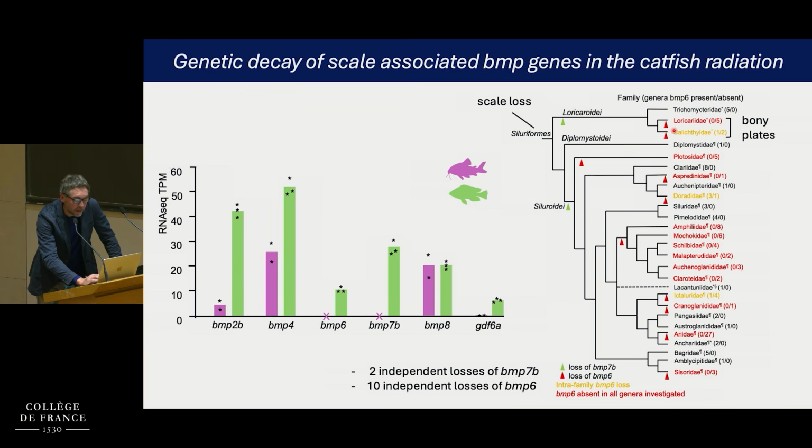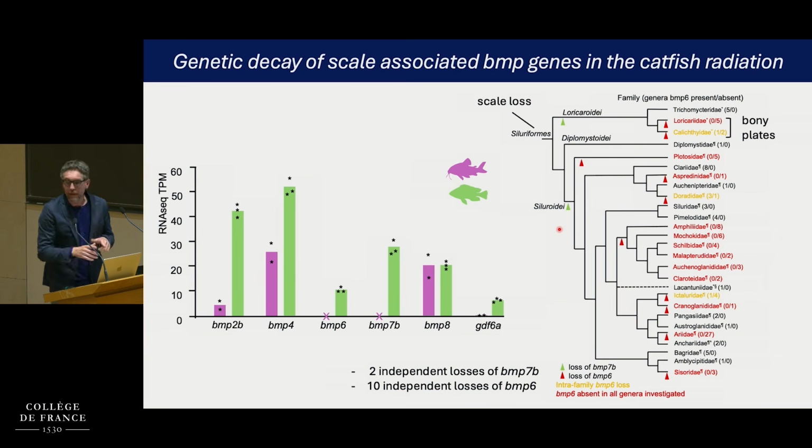Here you see a phylogenetic tree of the catfishes ordered on the family level. And every lineage indicated here that is not black, so whether it is red or orange, has lost BMP6 in at least one of the genera. And each of the red arrowheads here basically is an independent loss of BMP6. BMP7, it's also not straightforward. BMP7 is similar, although less extreme. It got lost 2 times independently.